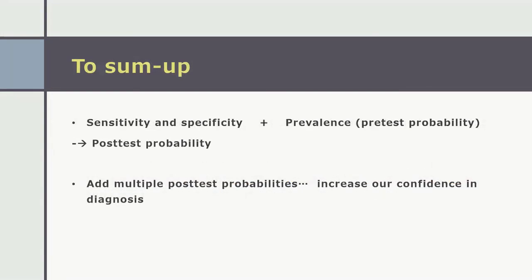To sum up, sensitivity and specificity are not enough. We have to consider prevalence, or what is known as the pretest probability, to reach the post-test probability. Second, adding multiple post-test probabilities increases our confidence in the diagnosis.